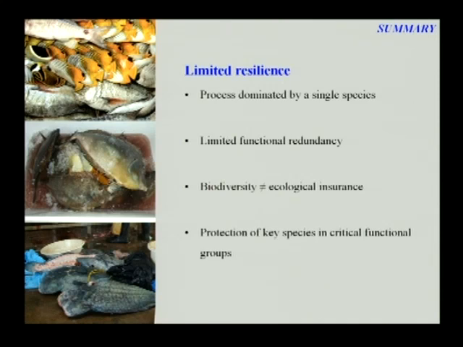If we actually lose that species, we could actually be losing the whole process from the reef. Okay, so at least in this instance and at these locations, biodiversity isn't being related to ecological insurance. If we lose it, we lose the whole process. So some of the management strategies may need to look beyond the preservation of biodiversity alone and look to the protection of key species in critical functional groups.